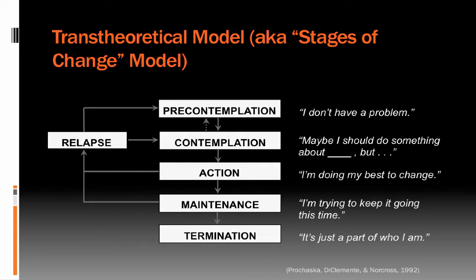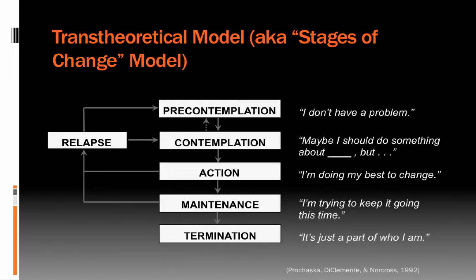So starting at the top, you see pre-contemplation. Pre-contemplation are folks who have no interest in the behavior change. They may not see it as relevant. They may not see it as a priority. They just have no interest. If we think about people who smoke cigarettes, as an example, these would be the people who say, I don't have a problem. I don't need to change. I'm not going to. I'm going to smoke forever. That's people in what we call the pre-contemplation stage.